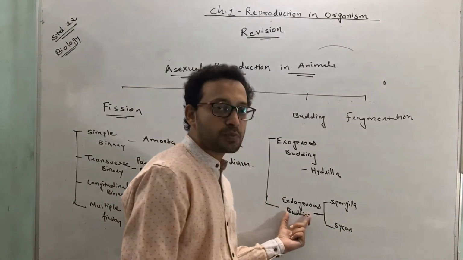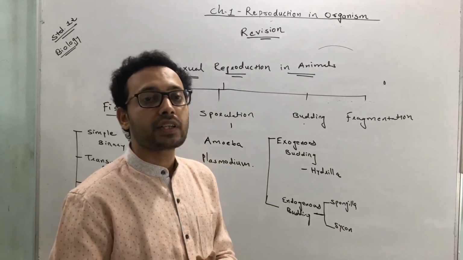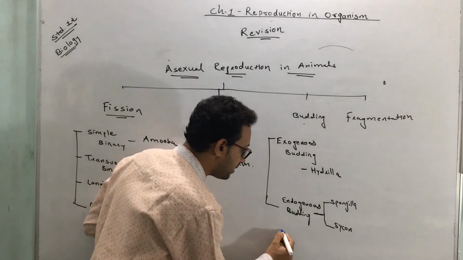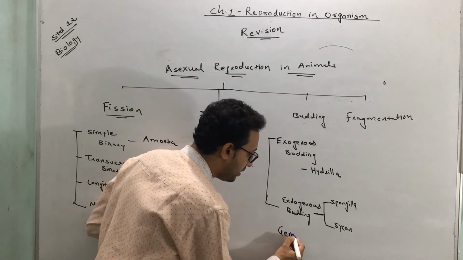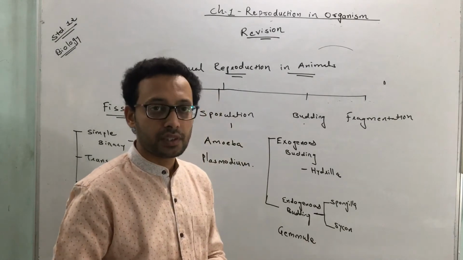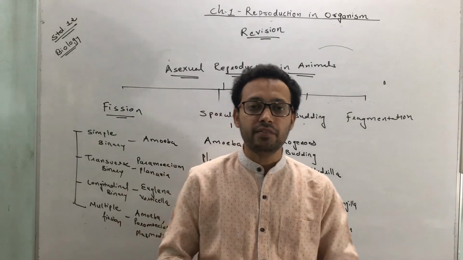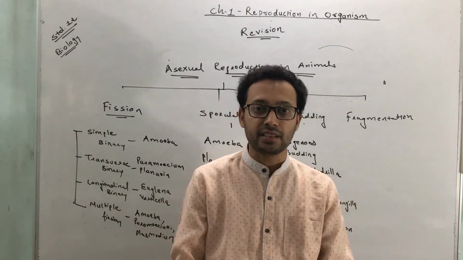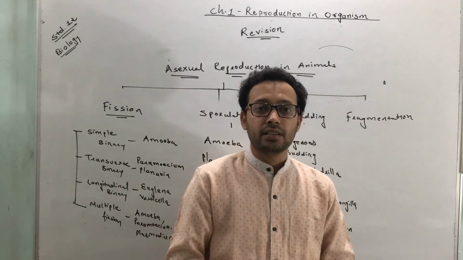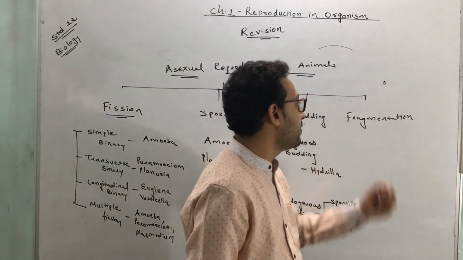Here in endogenous budding, you know that there is formation of a bud inside the body of a living organism. The bud which is formed inside the body of a living organism is called an internal bud, or it can also be called a gemmule. Okay, next. Last is fragmentation. In fragmentation, the living organism divides or is fragmented into different components. Now each fragment can give rise to a new offspring, and this is called fragmentation.